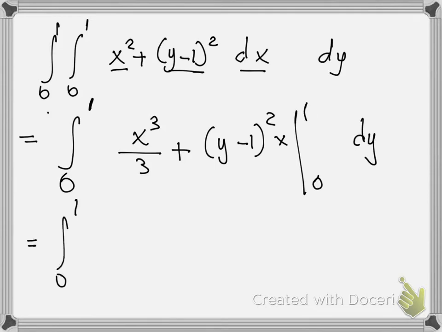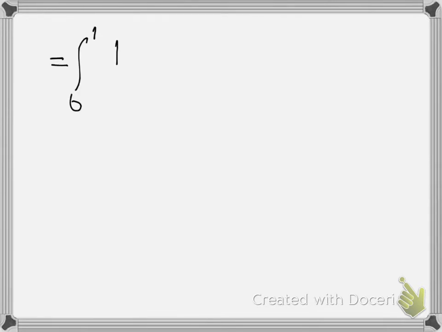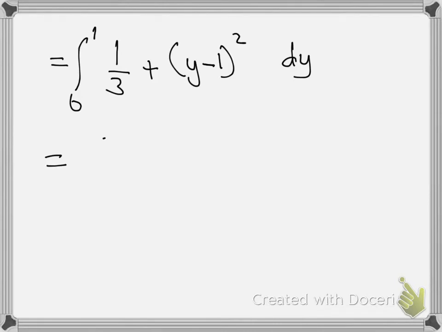So you replace x by 1, so that's 1 cubed over 3 plus (y minus 1) squared times 1, minus, and then you replace x by 0, so it's going to be 0 there, so it's just minus 0, and then we have, of course, dy. So that's equal to the integral from 0 to 1 of 1/3 plus (y minus 1) squared dy. So the integral of 1/3 with respect to y, that's just a constant, so that's y over 3, plus the integral of (y minus 1) squared.